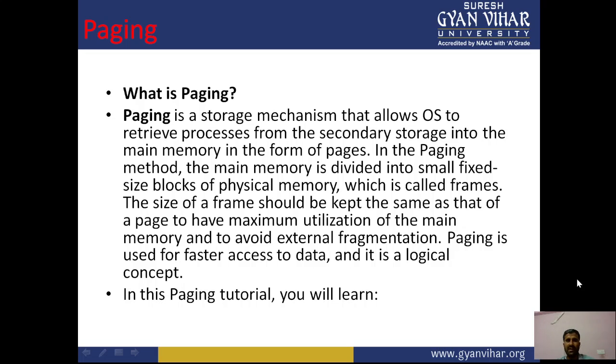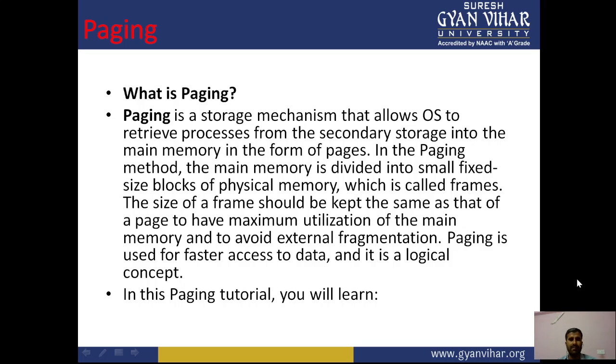Another topic is all about paging. Paging is a storage mechanism that allows the operating system to retrieve processes from secondary storage into the main memory in the form of pages. In the paging method, the main memory is divided into small fixed-size blocks.